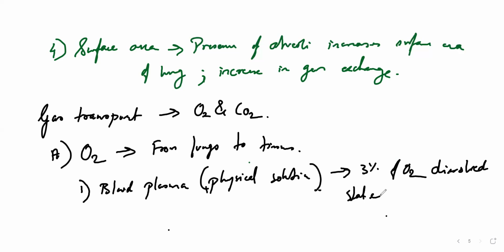Then the second one, which is very important, is the oxyhemoglobin. Hemoglobin is already present in our blood. Hemoglobin are the pigments which are going to carry the oxygen throughout the body. And once the oxygen is absorbed by the tissues, it carries the carbon dioxide, combined with the hemoglobin, called carboxyhemoglobin, which is then transported back to the lungs for exhalation. So with oxyhemoglobin, only 97% of the oxygen is absorbed, or you can say transported.